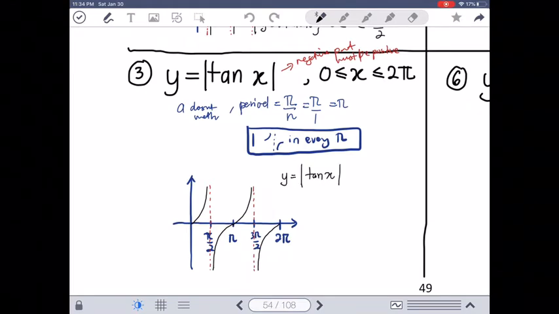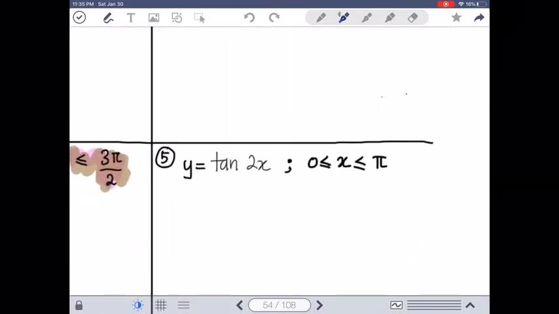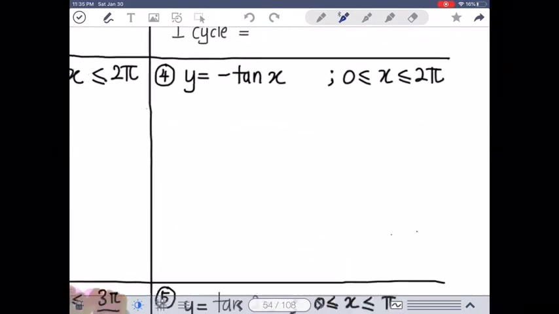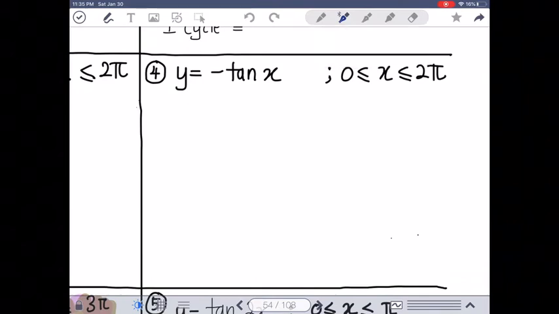The next one we take the modulus, which means that the down part will go up, so the graph will look something like this. You move that part to the top, so eventually you will get a graph that looks like this. Okay, next example, y equals negative tan x.